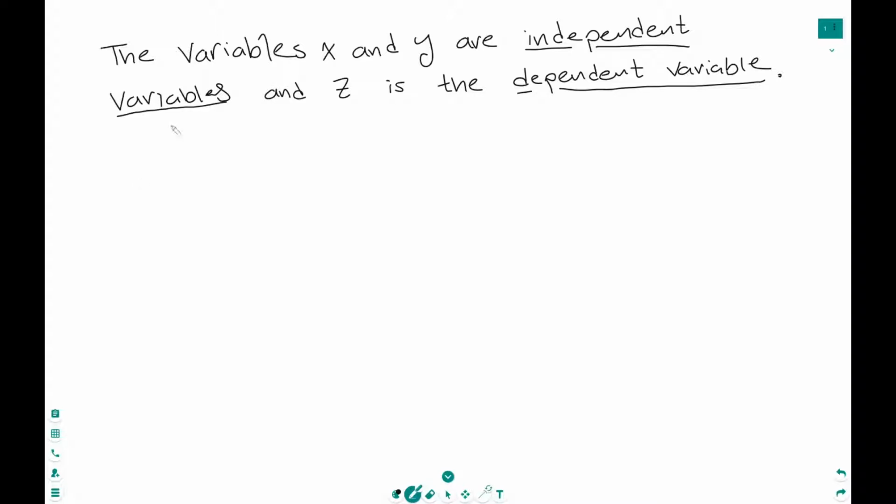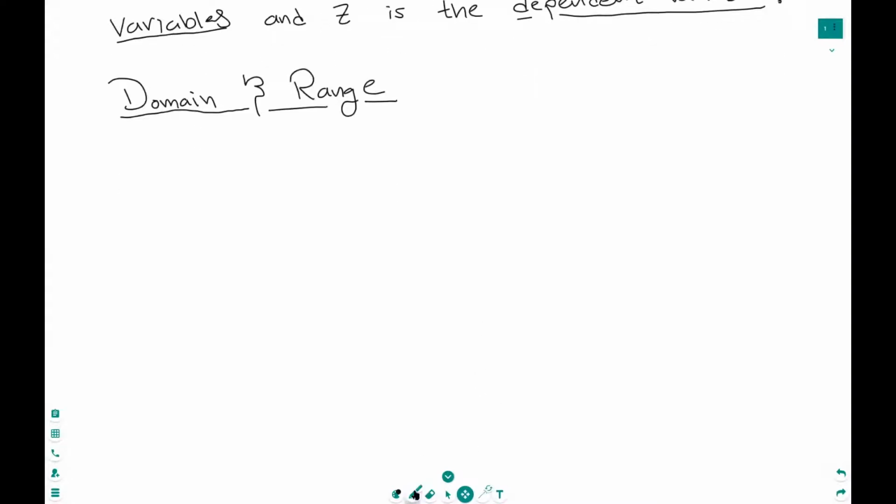So let's talk about domain and range. This is a concept that we've talked about in Calc 1, but let's kind of bring it up to speed and see what domain and range kind of change in higher dimensions.